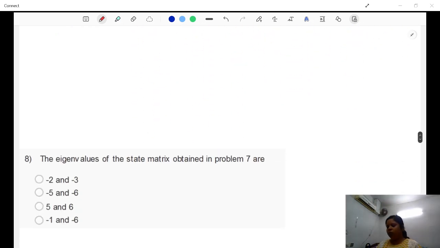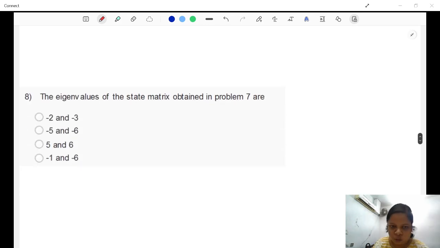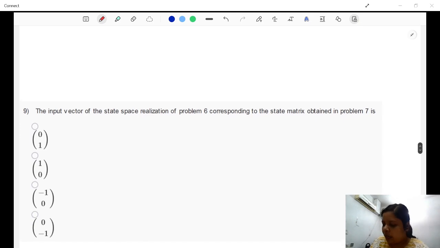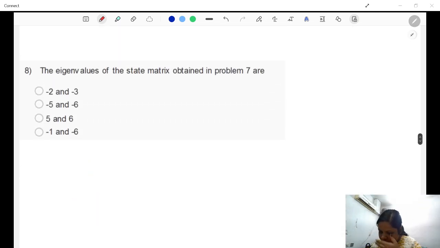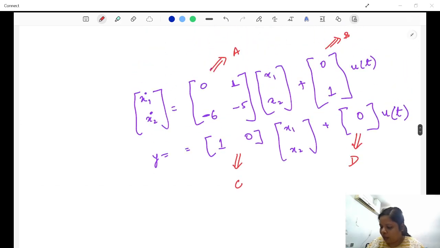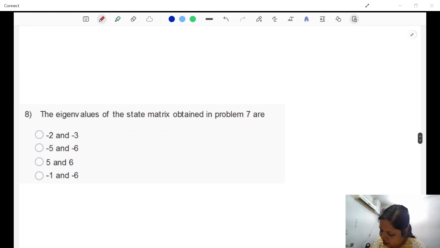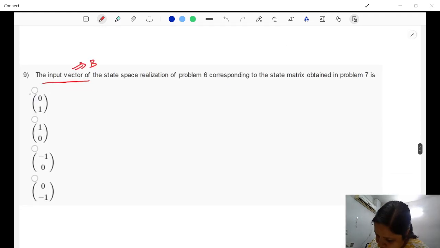Your next question is what are the eigenvalues of the state matrix? Before going to eigenvalues, I'll go to the other two questions. I'll come to this again and tell you what eigenvalues are. The input vector of the state space realization: what is this asking? This is asking you what is B. What had we obtained? It was 0, 1, right? So does your option have 0, 1? Yes, it has. So this is your answer.